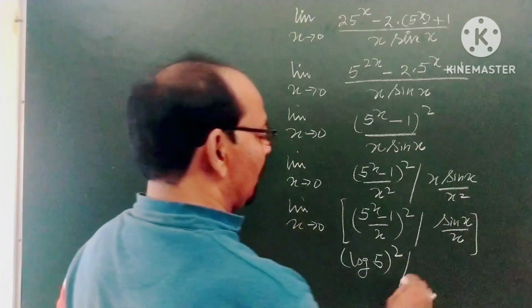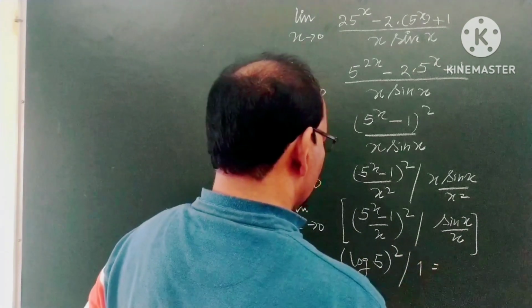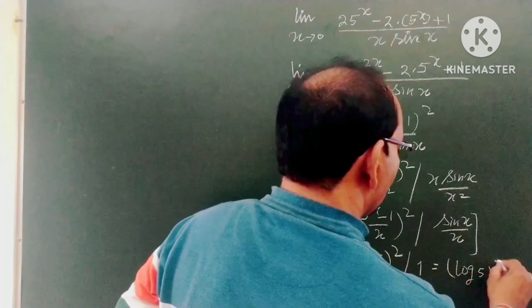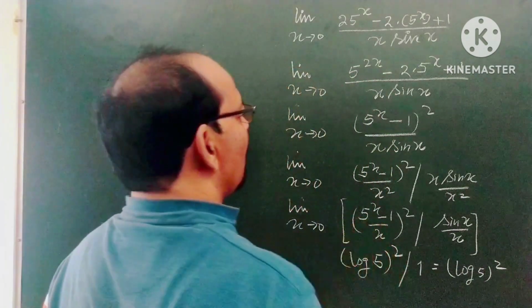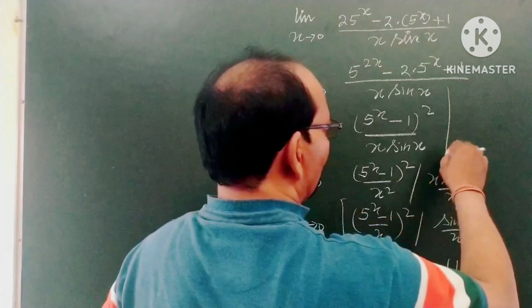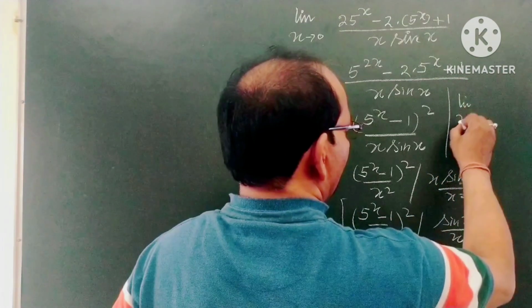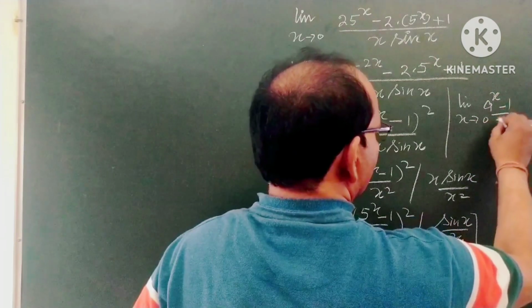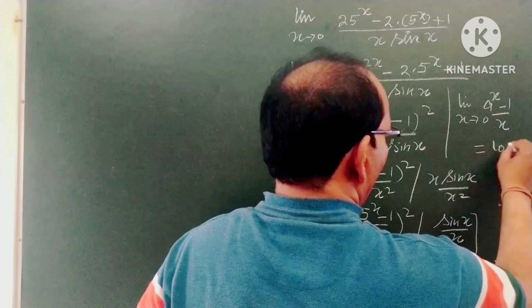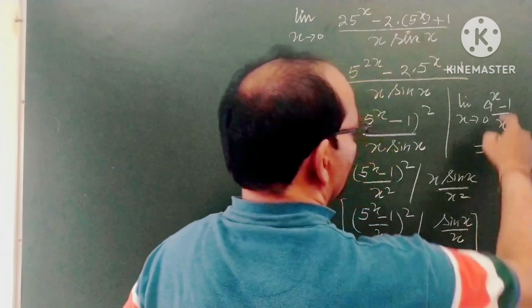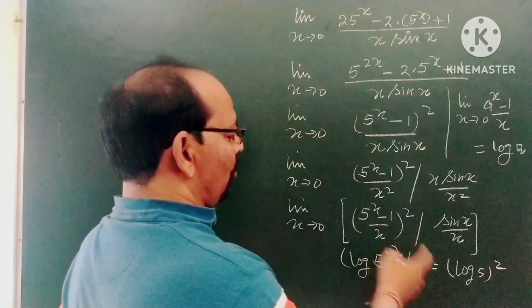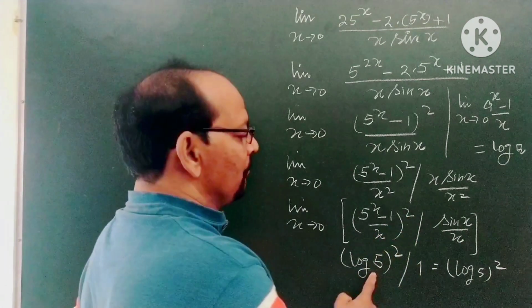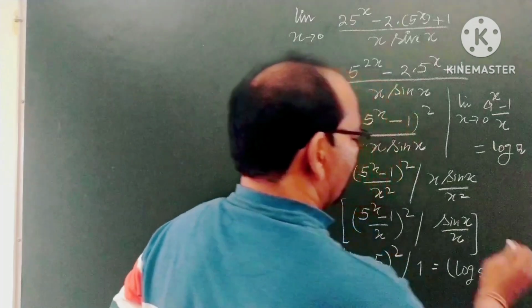The limit of sin x by x as x tends to 0 is 1. Therefore, the limit will be (log 5) squared. Here we apply the formula: we know that limit x tends to 0, (a^x - 1)/x is equal to log a. Applying this formula, we get log 5, and it is given as a square. Therefore, it is your answer.